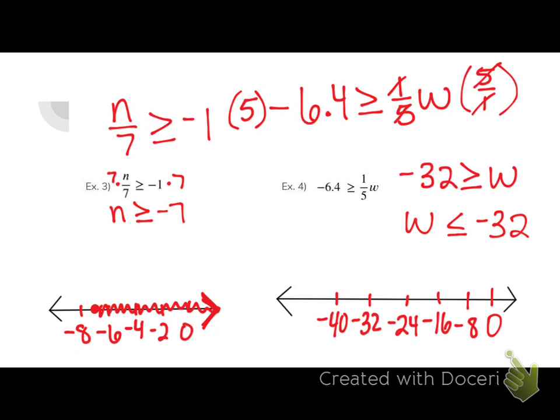Open or closed at negative 32? Closed, shaded to the left. Very good. Anybody have questions, concerns, or need more time with this slide? Okay, we'll keep going.